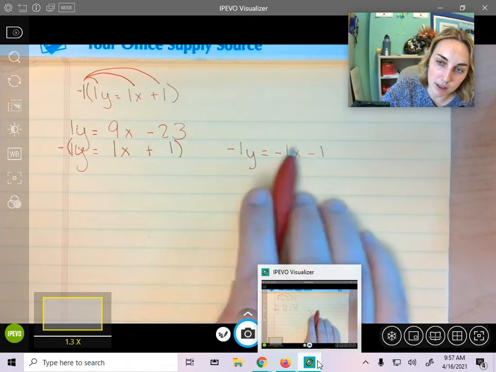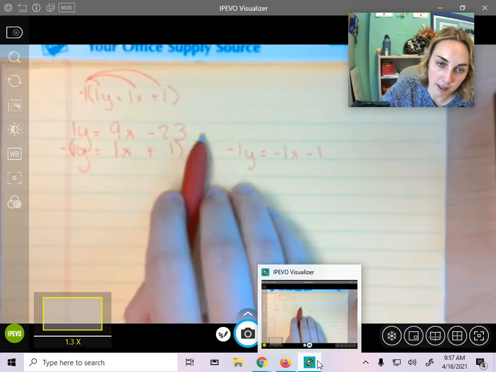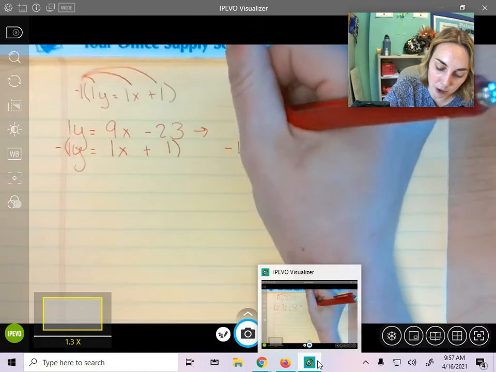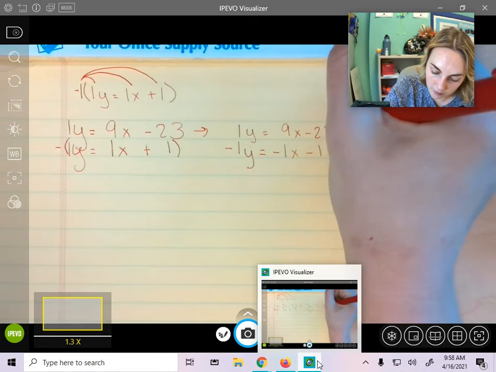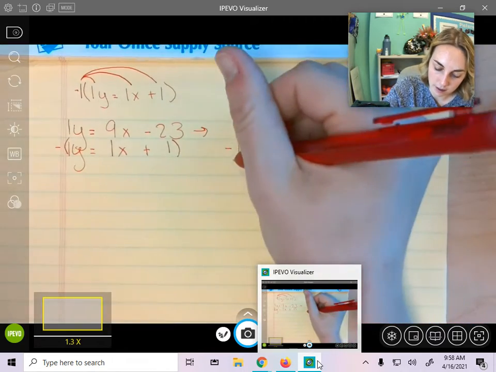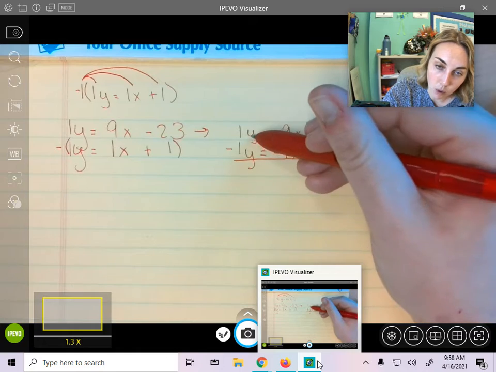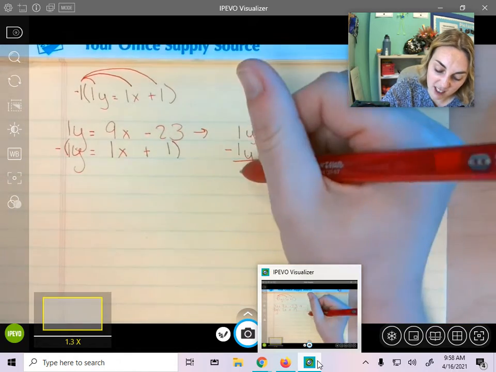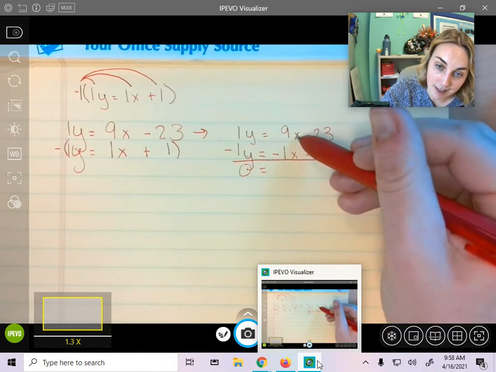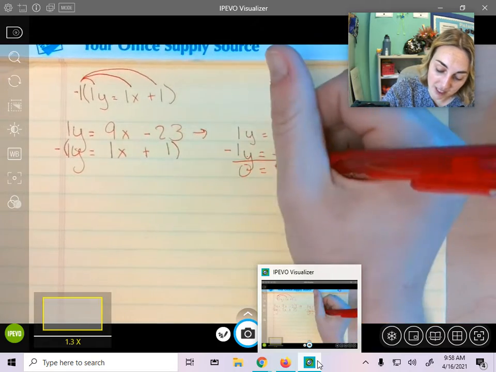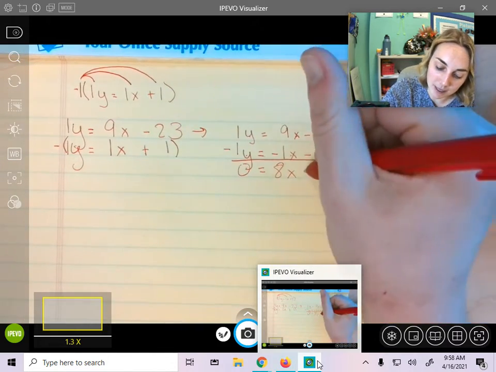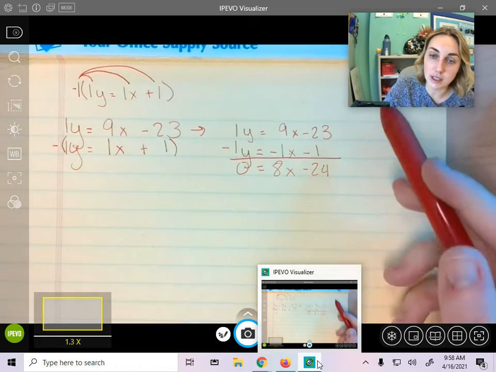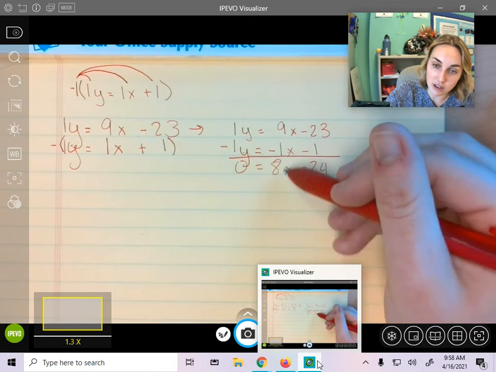Okay, so I've rewritten the problem. And now I'm going to bring this over here too, and then I can subtract down. Okay, and now I have a problem. So 1 minus 1, that's going to give me 0. 9 minus 1 is going to give me 8x. And then -23 minus 1 is going to give me -24. All right, so I subtracted down. Now I can solve for x.